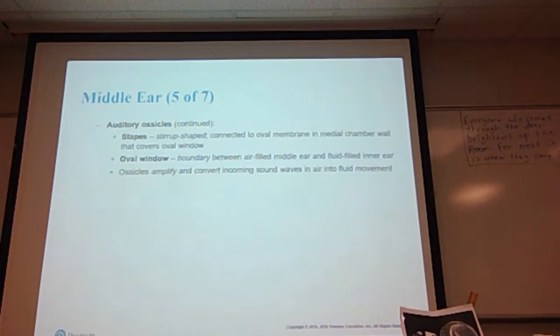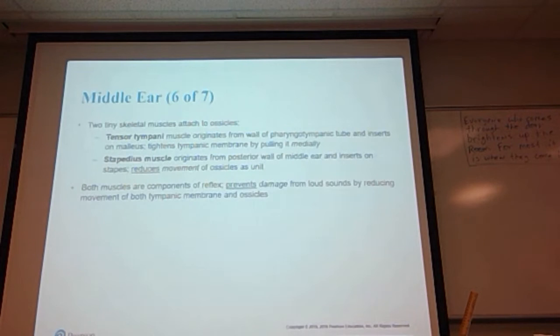The oval window is a boundary between the air-filled middle ear and the fluid-filled inner ear. These ossicles amplify and convert incoming sound waves in the air into movement in that fluid, which then sends the signals and does the physiology of hearing.